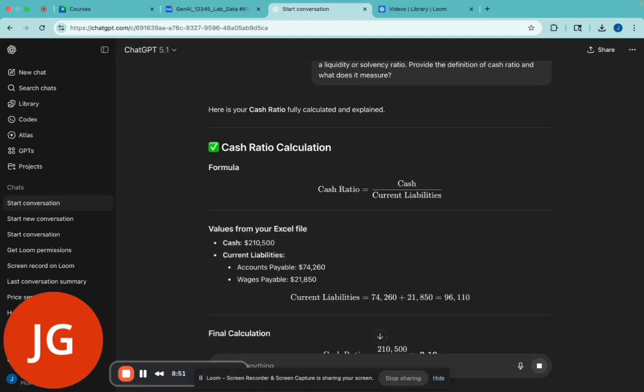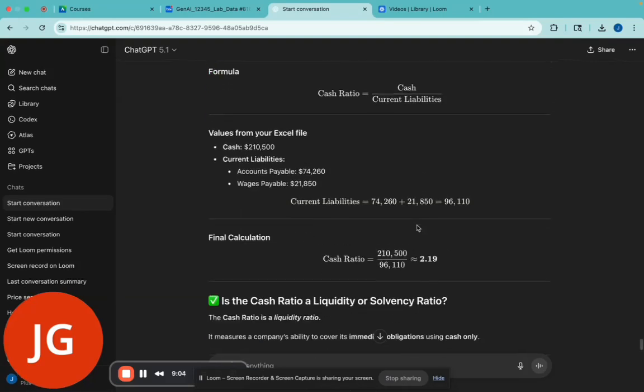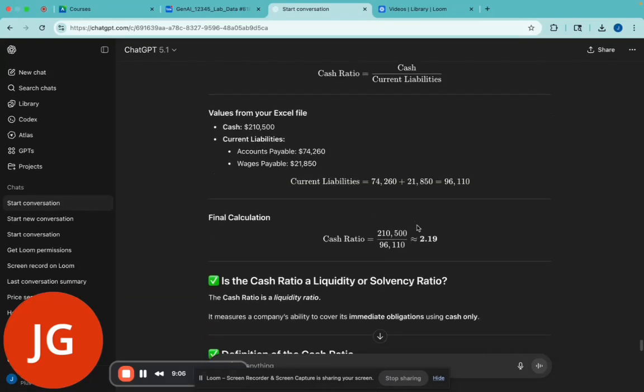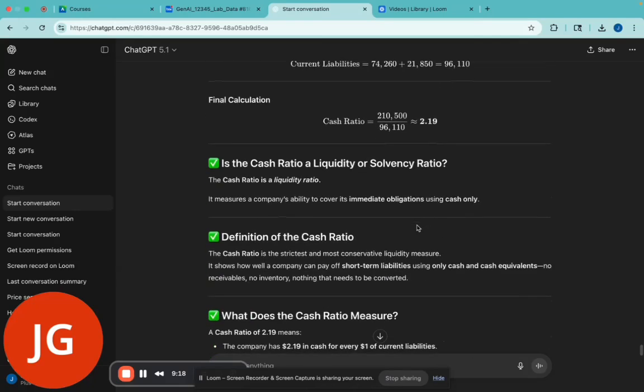Perfect. With this cash ratio prompt, we're able to see the calculation of the cash ratio, which is cash on the numerator divided by current liabilities on the denominator. We get the calculation of the current liabilities as well as the cash, and we get a cash ratio of 2.19%. This cash ratio happens to be a liquidity ratio, which measures the company's ability to cover its immediate obligations using only cash or cash equivalents.